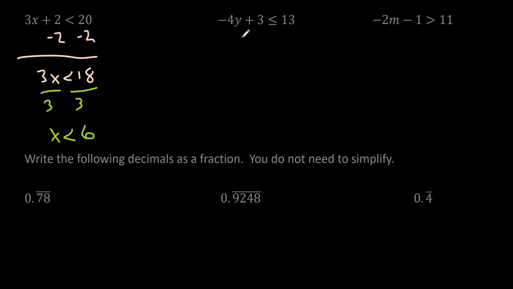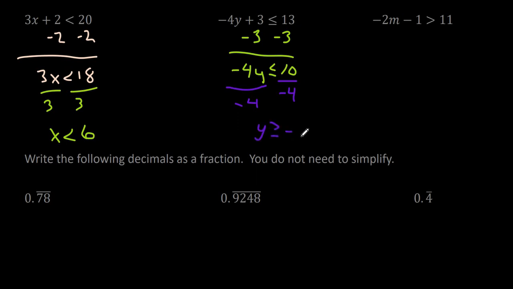The next one, we get rid of the positive 3. It's on the same side of the letter but not touching it. Opposite or inverse is subtracting. So we have negative 4y is less than or equal to 10. Now we would divide both sides by negative 4. And it was a negative on the same side of the letter when we multiplied or divided. So we flip the inequality, and that's going to give us y is greater than or equal to negative 2.5.